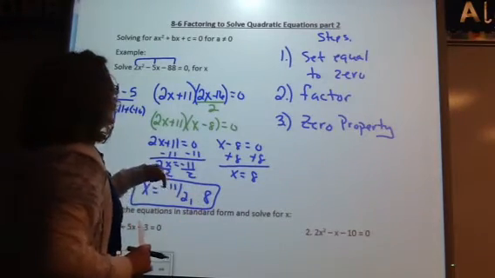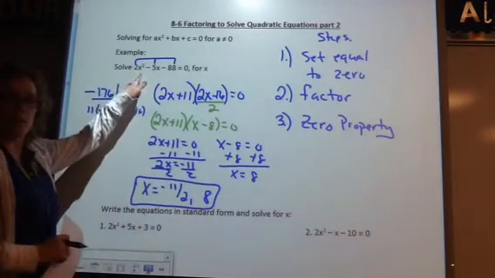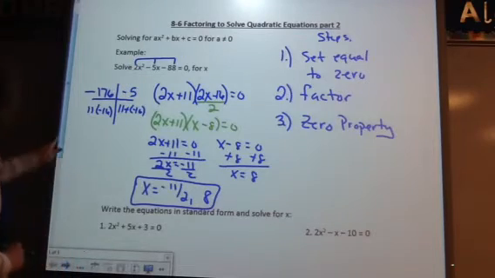The only thing different we're doing today is our leading coefficient is not going to be 1. It's going to be a different number, okay? All right.